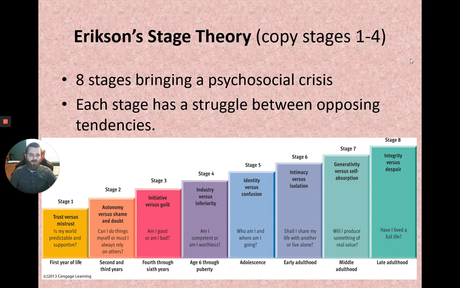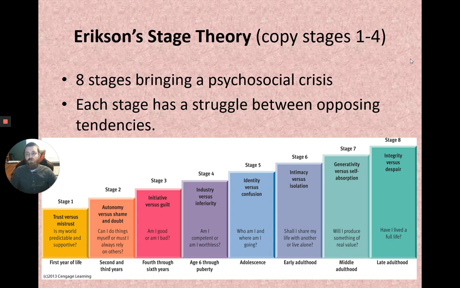It's a worthless feeling. When you get to stage 5, now you're in adolescence. And this stage is known as identity versus role confusion, or just confusion. And basically this is, who are you and where are you going in life? What have you figured out in terms of your identity? Are you religious? Are you political? Are you a person who believes in this or who believes in that? That's part of your identity. Who are you and where are you going?